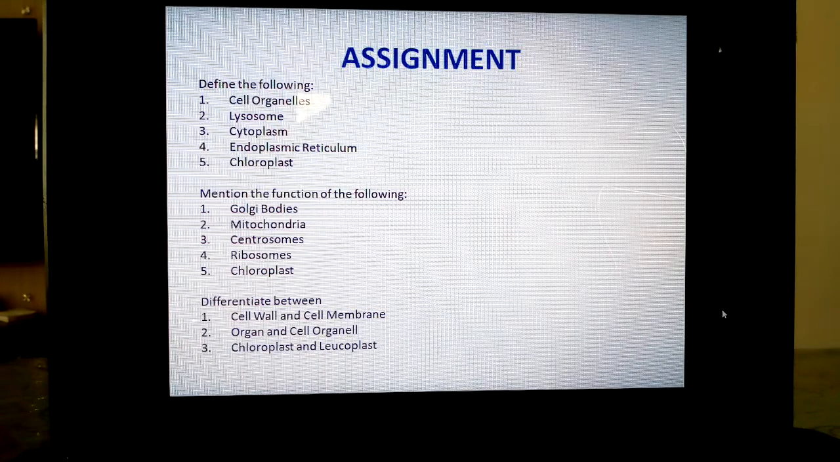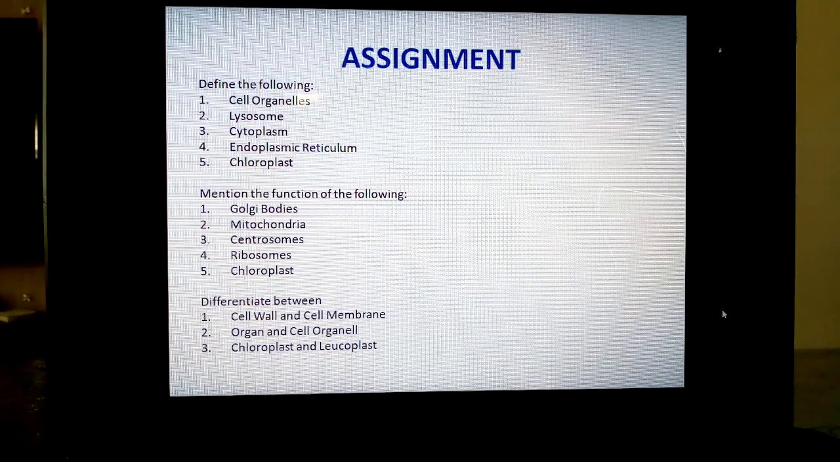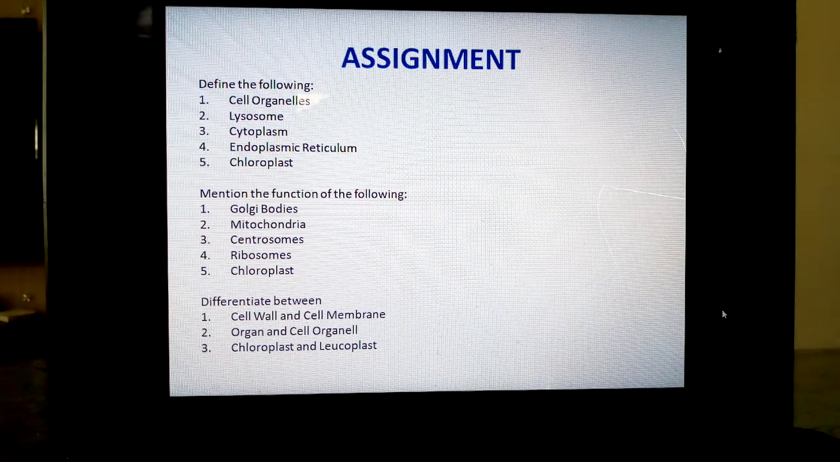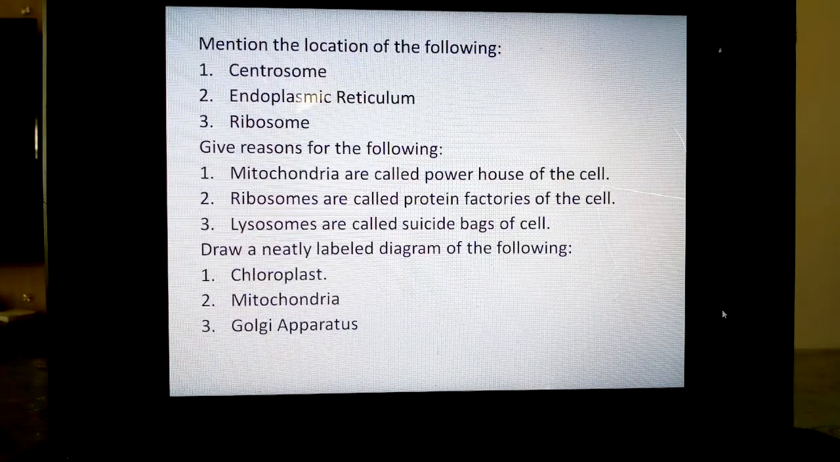And now we are moving on to the assignment. The assignment is as follows. Define the following: cell organelles, lysosomes, cytoplasm, endoplasmic reticulum, chloroplasts, and mention the function of the following: Golgi bodies, mitochondria, centrosomes, ribosomes, chloroplasts. Differentiate between the following: cell wall and cell membrane, organ and cell organelle, chloroplast and leucoplast.